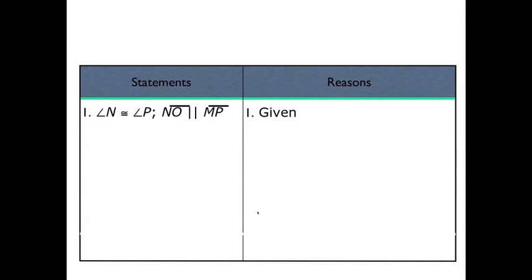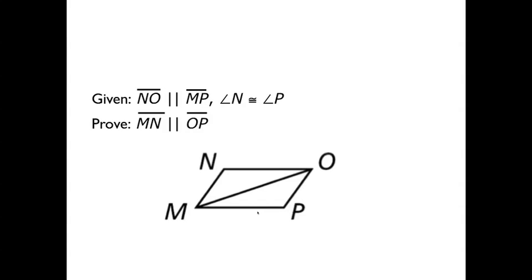So we're beginning with our given that N and P, those angles were congruent, and that NO and MP were parallel as we marked in the picture. So recall that we did that, and then after that we talked about the fact that NO and MP being parallel meant that we had alternate interior angles that were congruent.